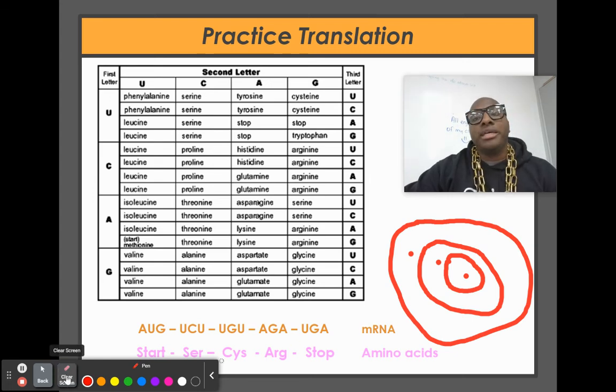Again, I'm going to make sure you get plenty of time to practice reading the codon chart, not only in videos, but make sure we do it in class as well.